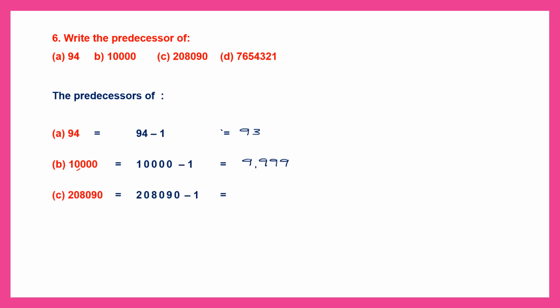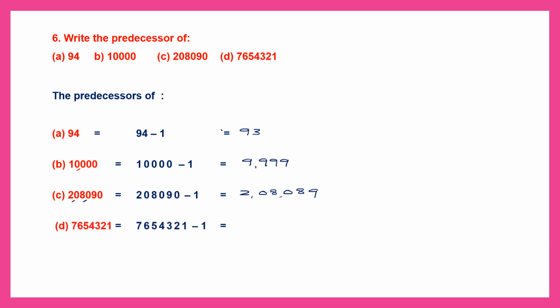Next one. Now let's place the commas to be able to read these numbers easily. So this is 2,08,090. To find the predecessor, we subtract 1 from it to find our answer. 0 minus 1 you can't do, so we borrow from here. 10 minus 1 is 9. Then we have 8, 0, 8 again, 0 and 2. So this is 2,08,089.